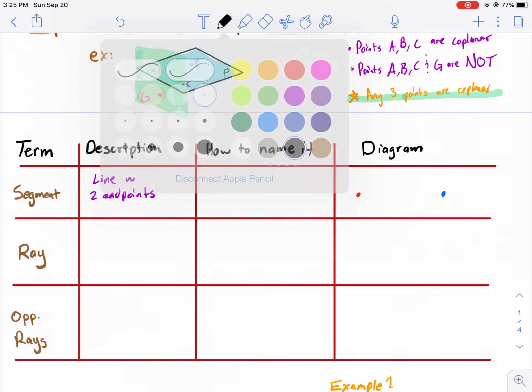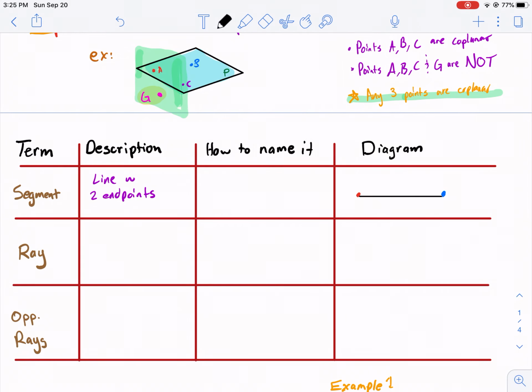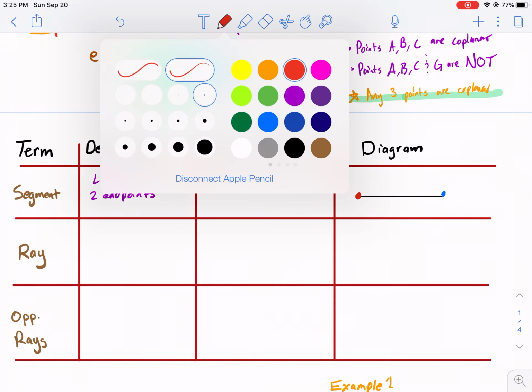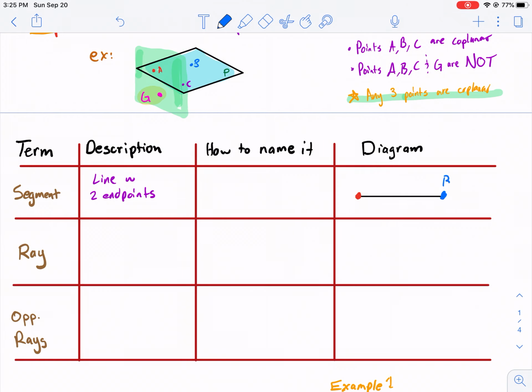So basically we're just going to take our line that we had before, and we're going to get rid of the arrows at the end, and instead the endpoints are going to be the points. So this is now a segment. So we have A and B, and this is a line segment. Now how do we label it?